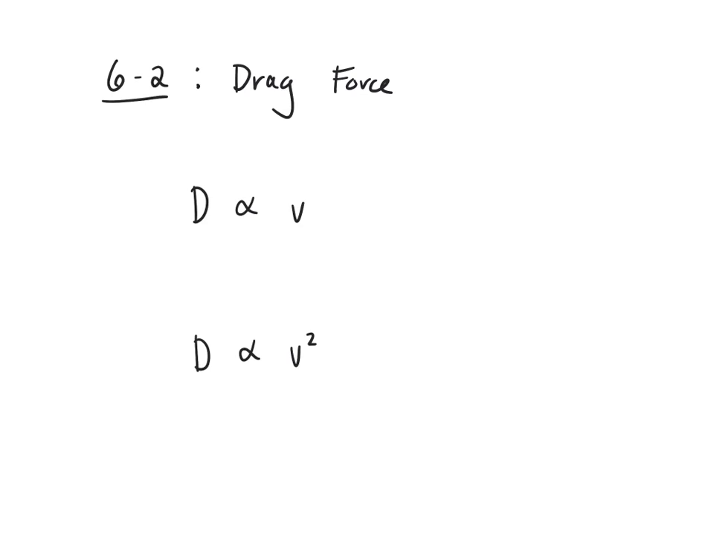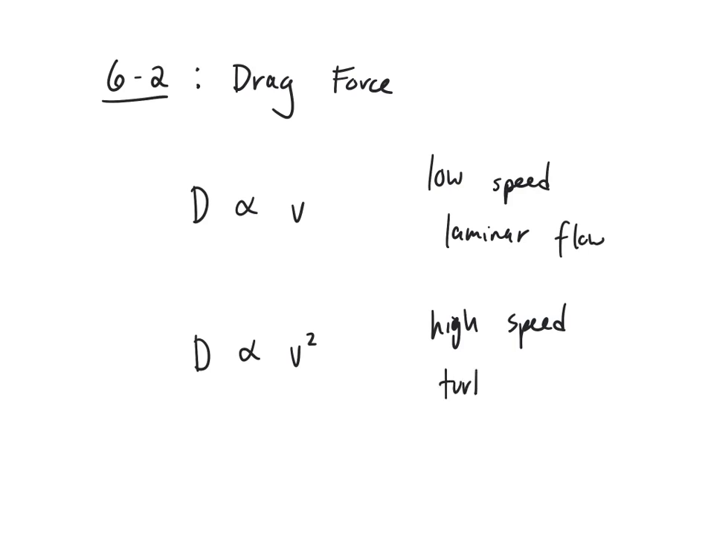So the first is low speed and mainly laminar flow. And the second is higher speeds. And these things go together, by the way. Lower speed is traditionally laminar flow anyway, and higher speeds are where it's more turbulent flow.